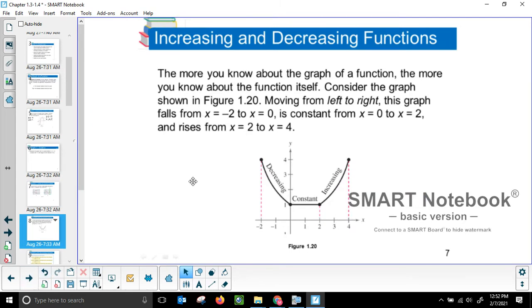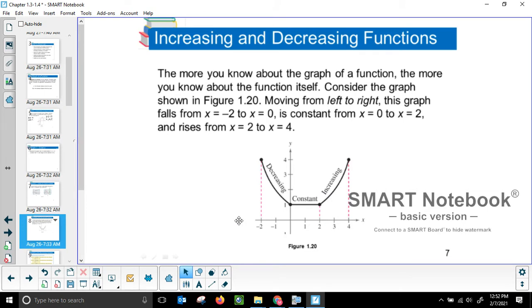Okay, so now we'll talk about increasing and decreasing. It's fairly straightforward. A graph is decreasing if it is going down as we go from left to right. It is constant if it stays flat as we go from left to right, and it is increasing if we are going up as we go from left to right.